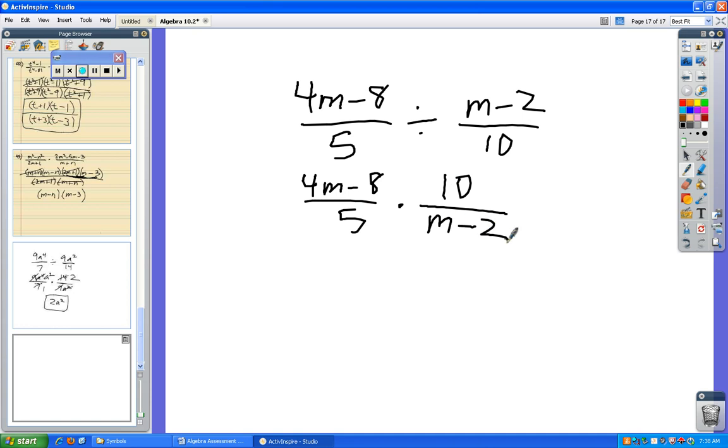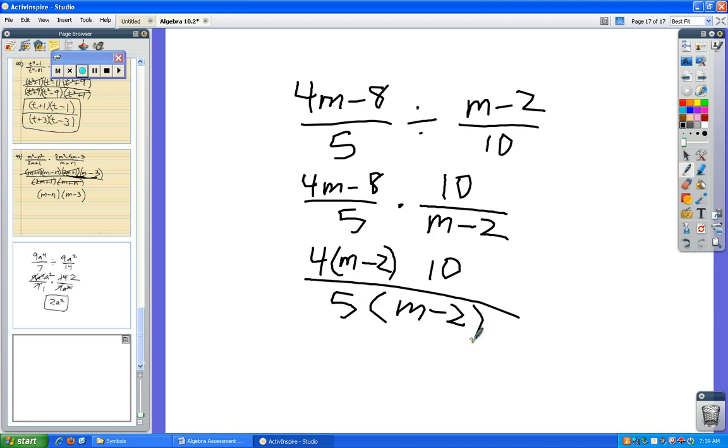Okay, now we're back to doing 10-2. We just need to factor anything if possible, cancel it out. So 4m minus 8 has something in common. Okay, good. They have a 4. That leaves me with m in the first term, minus 2 in the second term. Still a 10, a 5, and an m minus 2.